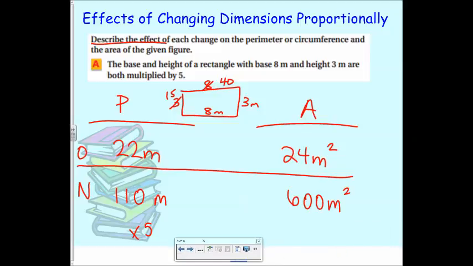We'll talk about why in just a second. It's multiplied by 25. So the effect on the perimeter is still just multiplied by 5, but the effect on the area is multiplied by 25. Does anyone have an idea why that would be? Yeah, so 5 squared is 25. So how come the area is increased by 5 squared, but the perimeter is only increased by 5?